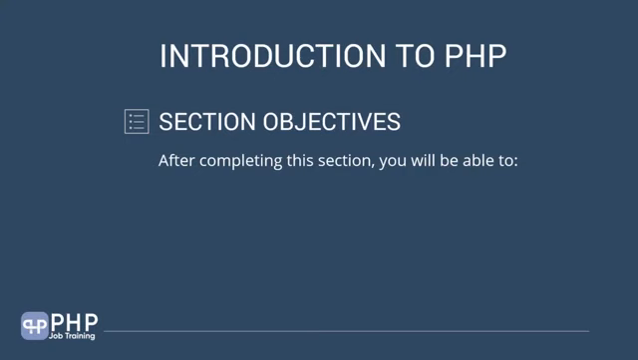Okay, so let's look at the objective of this section and understand what topics you will be able to do after this section. First lecture, you will be able to learn about the client server model. Once you understand this concept, then you will be able to draw your own client server model, and also you will be able to explain the client server model to anyone.